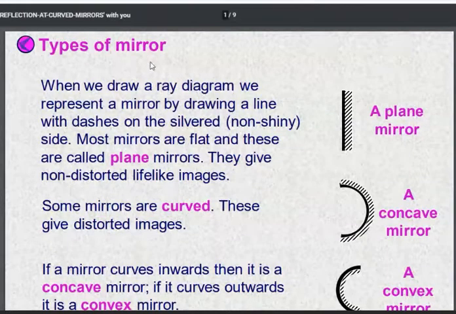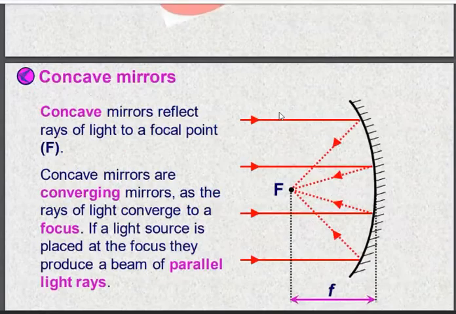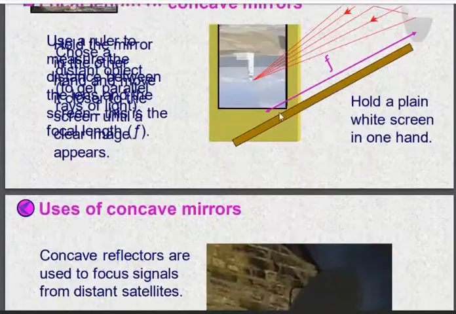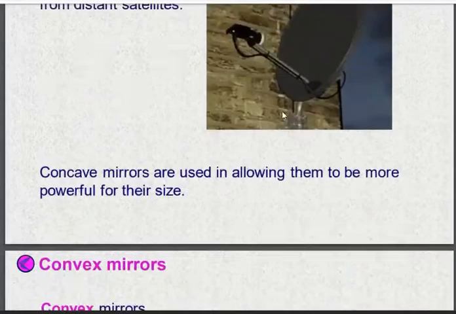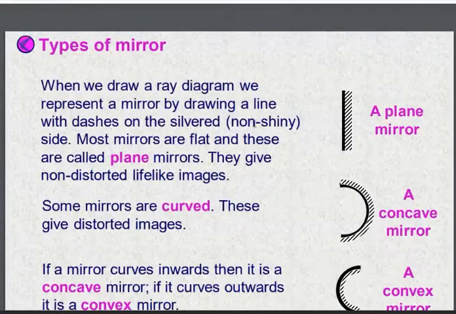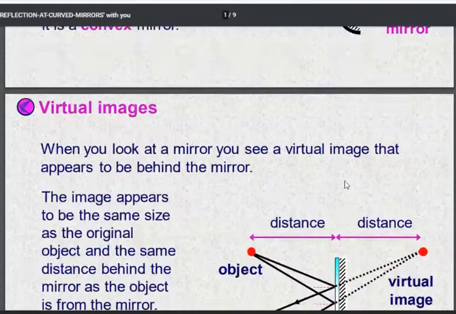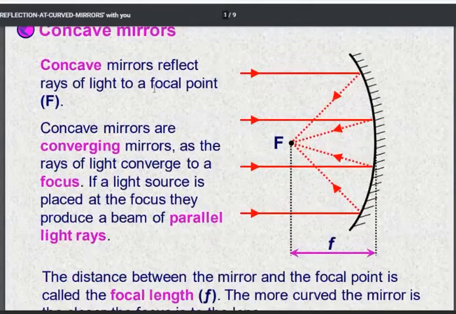What you are seeing on the screen is types of mirror. Then you will see a reflection from the curved mirror. I have already discussed types of mirrors, and virtual image has already been discussed. Now come to the point: concave mirror.